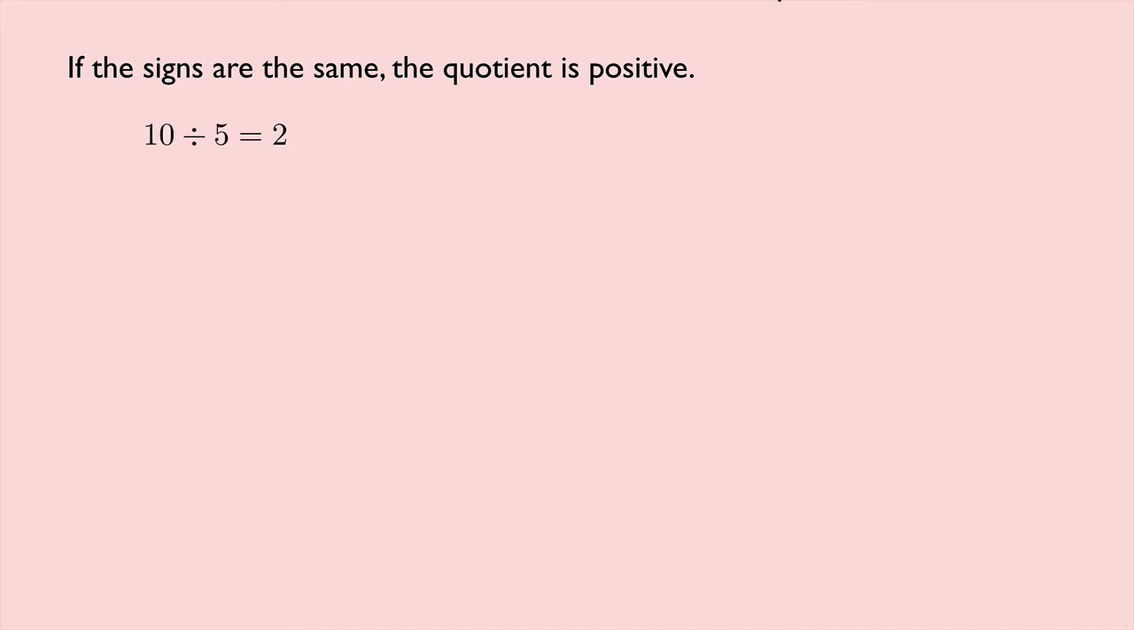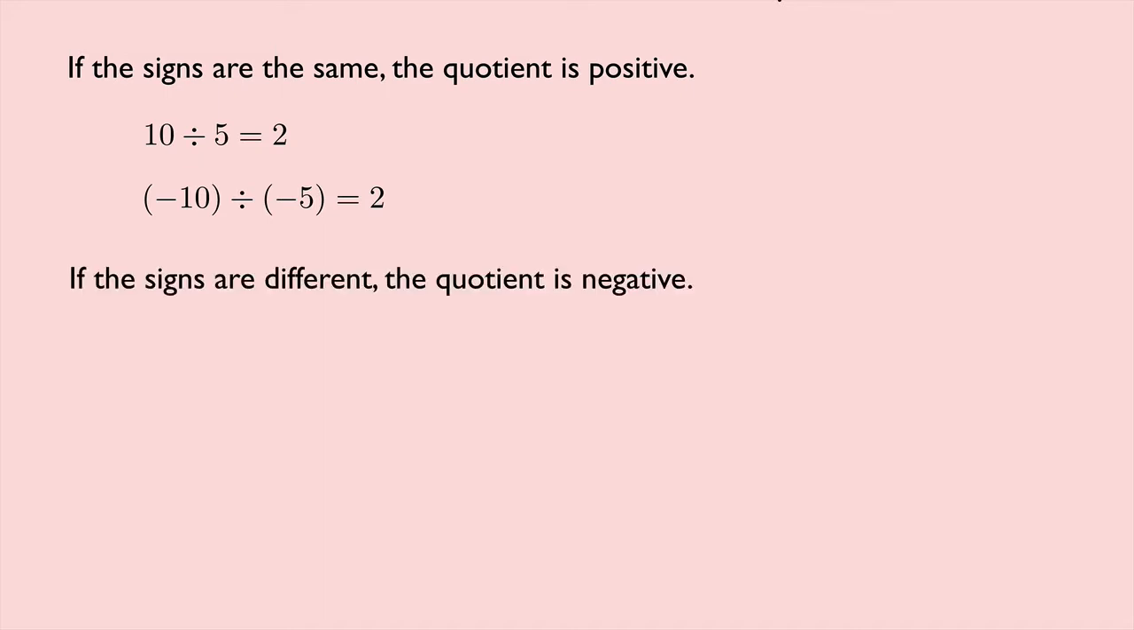What about the rules for division? Well, they're very simple. They're very similar to the rules for multiplication. If the signs are the same, the quotient is positive. So 10 divided by 5, that's positive 2. Negative 10 divided by negative 5, well, the signs are the same. They're both negative, so the quotient is positive. We get positive 2. If the signs are different, the quotient is negative. 10 divided by negative 5, that's negative 2. Or negative 10 divided by 5, it's also negative 2.